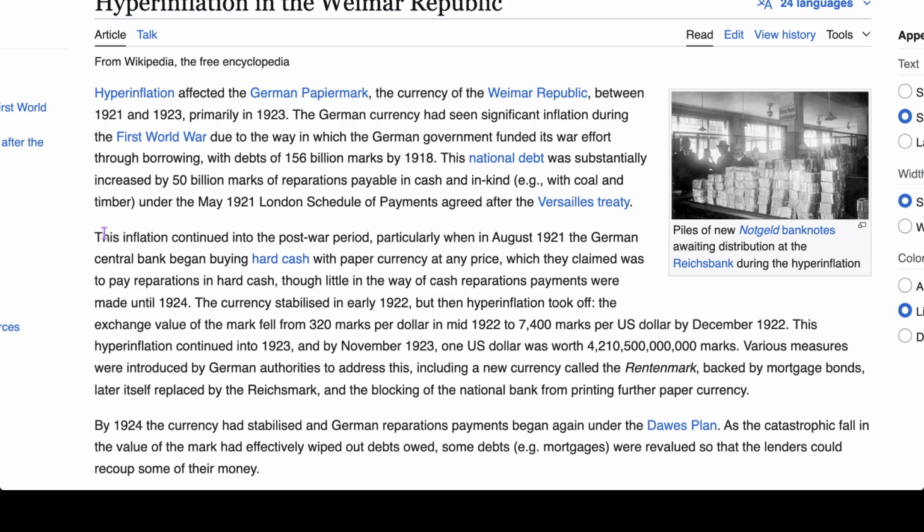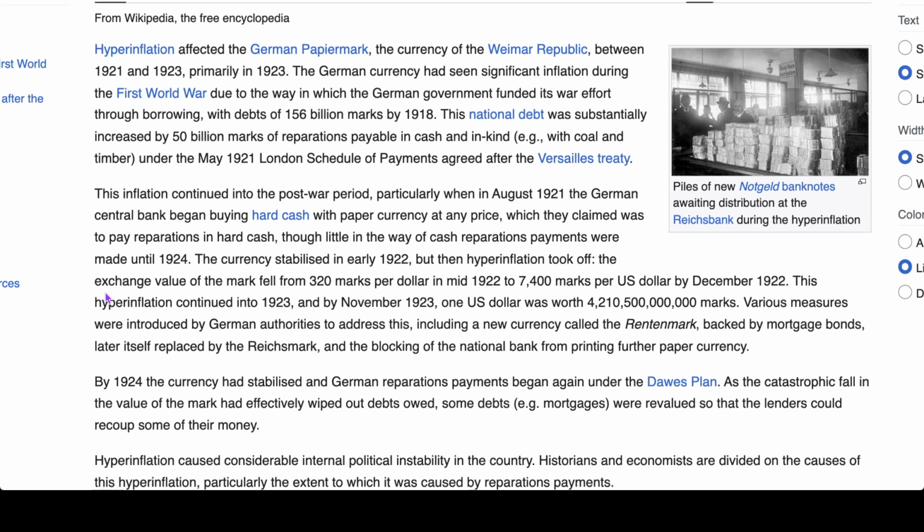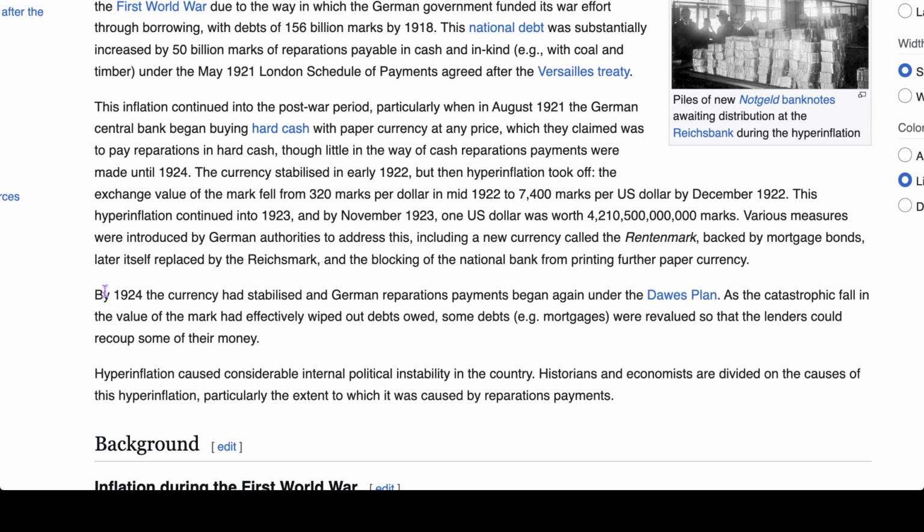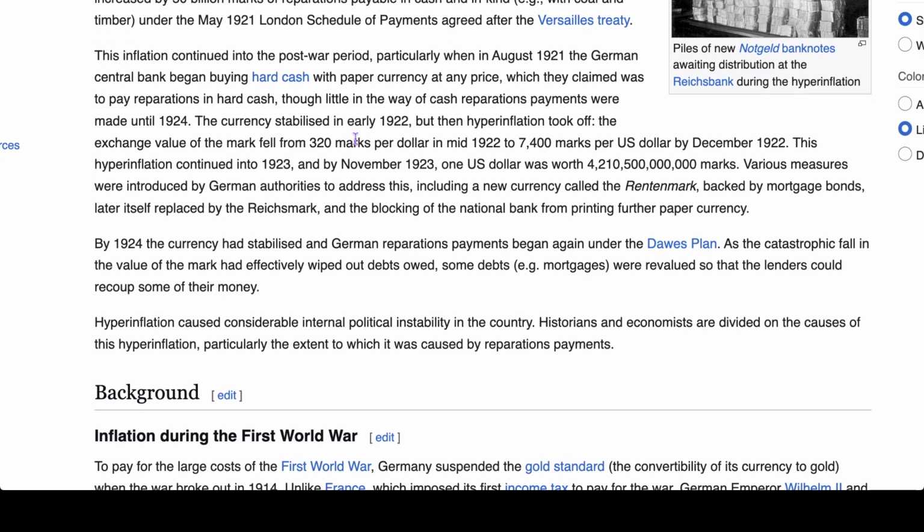The Second World War, and part of the reason why Hitler was using the Second World War as his main driver was the Treaty of Versailles, which they felt was very much against Germany. Now, inflation continued post-war. Particularly in August 1921, the German central bank began buying hard cash with paper currency at any price, which they claimed would pay reparations to the Allies. The currency stabilized in 1922, but hyperinflation took off and the exchange value of the mark fell from 320 marks per dollar in mid-1922 to 7,400 marks per US dollar.